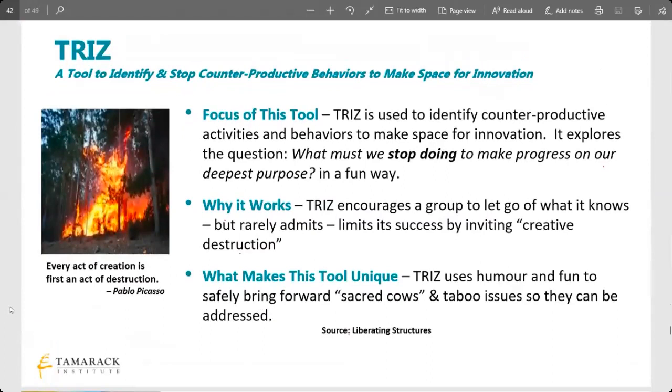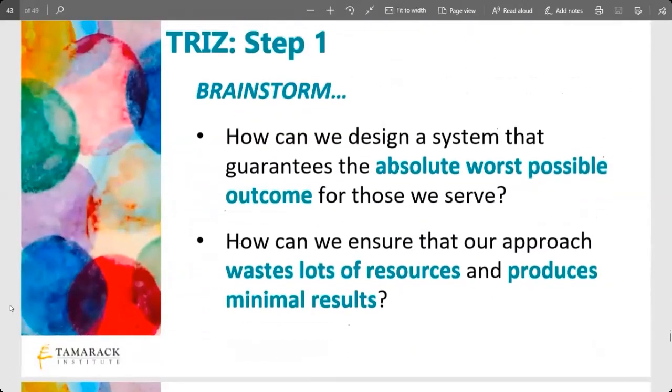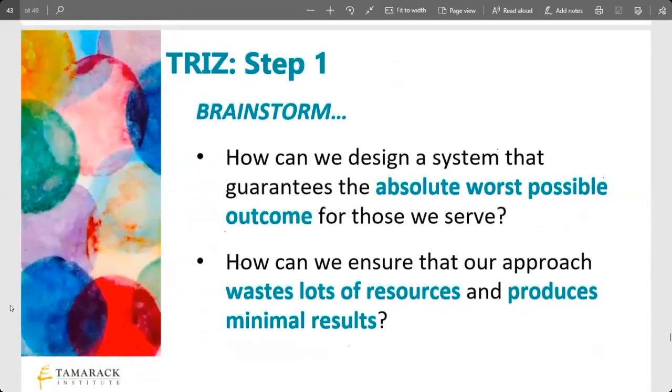And so here's what I'd like to ask you to do. Thinking about the collaborative that you are part of, I want you to take 2 minutes and brainstorm, how could you design a solution that guarantees the absolute worst outcome for the people that you're trying to serve. Furthermore, guarantees that it wastes lots of resources, lots of money, and produces zero results.